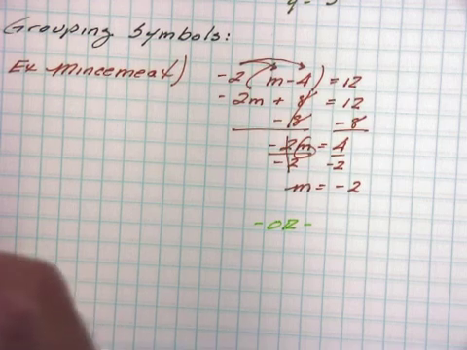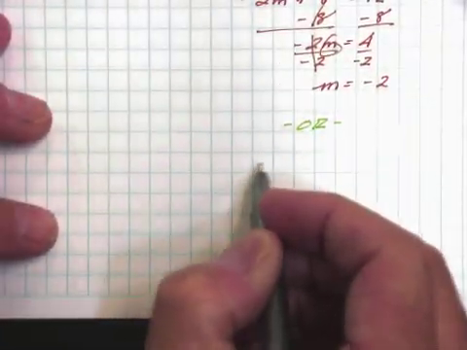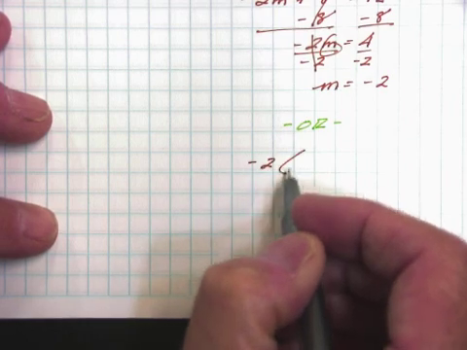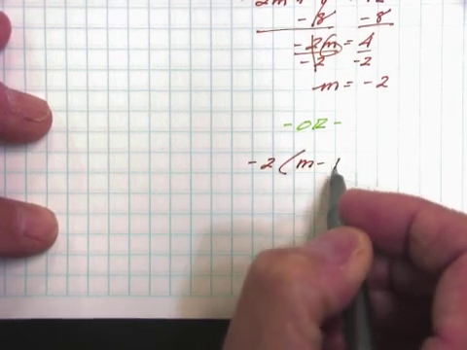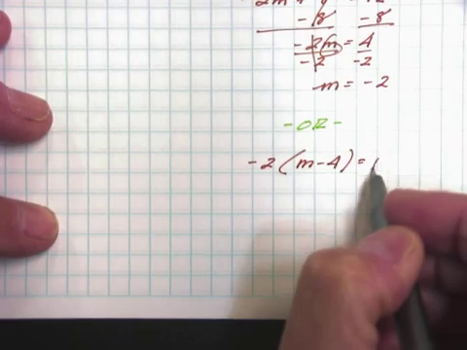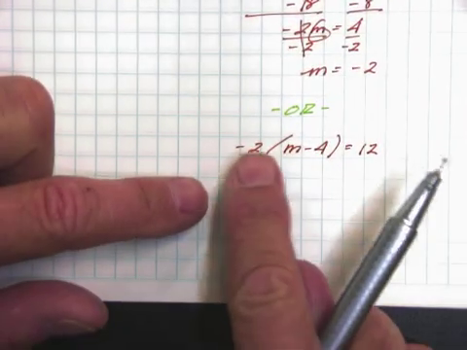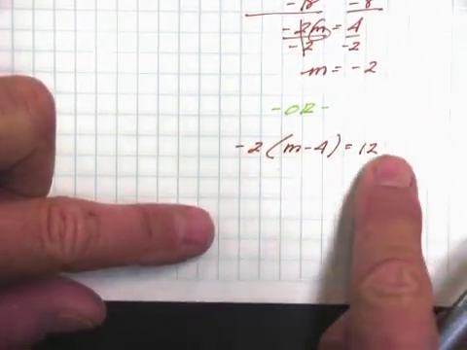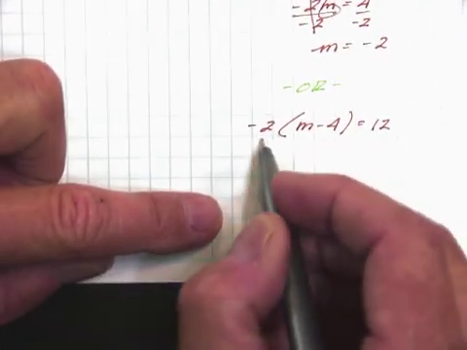Now there is another way to do this. So let's put "or," because there's another way to tackle this problem. Let's put the same problem down. I've got negative 2 times m minus 4 equals 12.